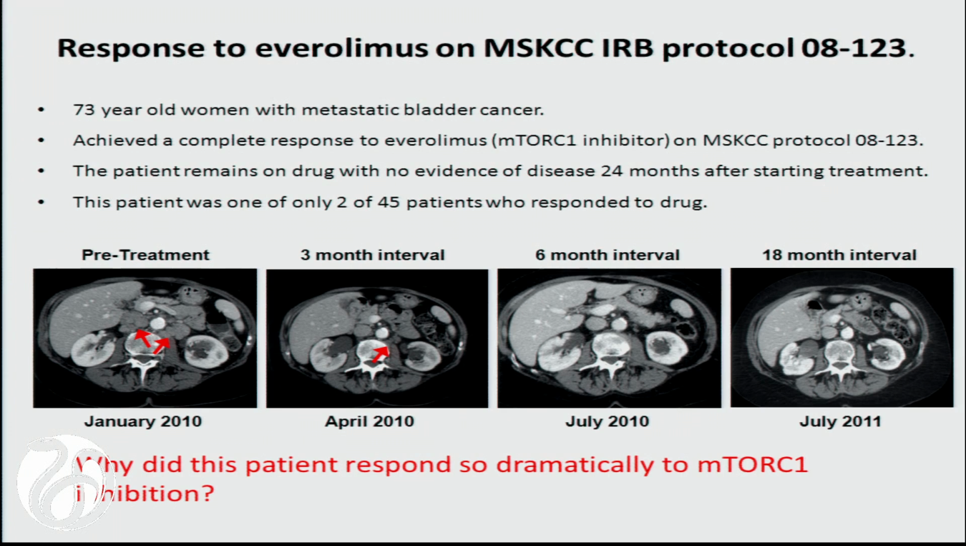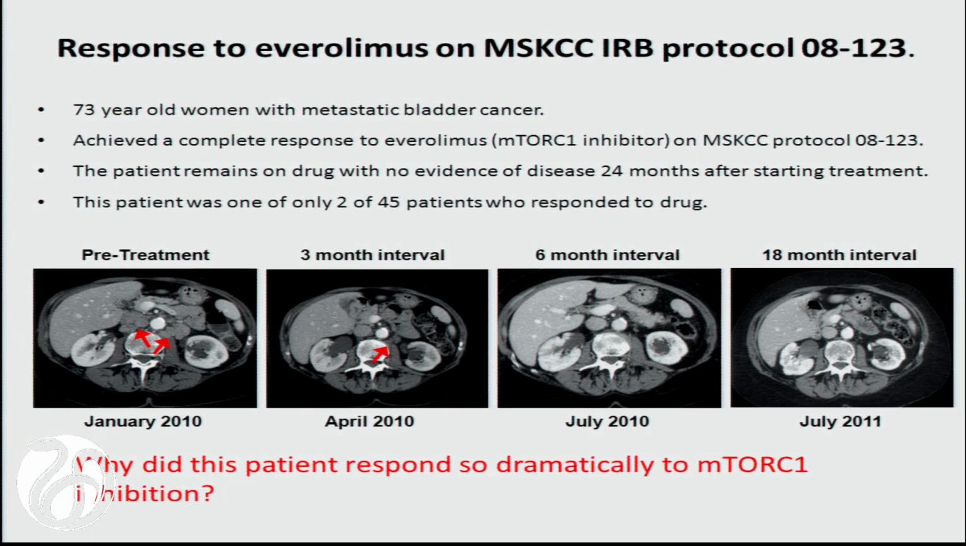And within a few months, you can see by April 2010, she had almost a complete response here. By July 2010, she was a complete response. July 2011 was still a complete response. If I had room on the slide, I could put July 2012, still a complete response. And as of January 2013, she still is having a complete response. So we asked the question, why did this patient respond so dramatically to this inhibitor of TORC1?